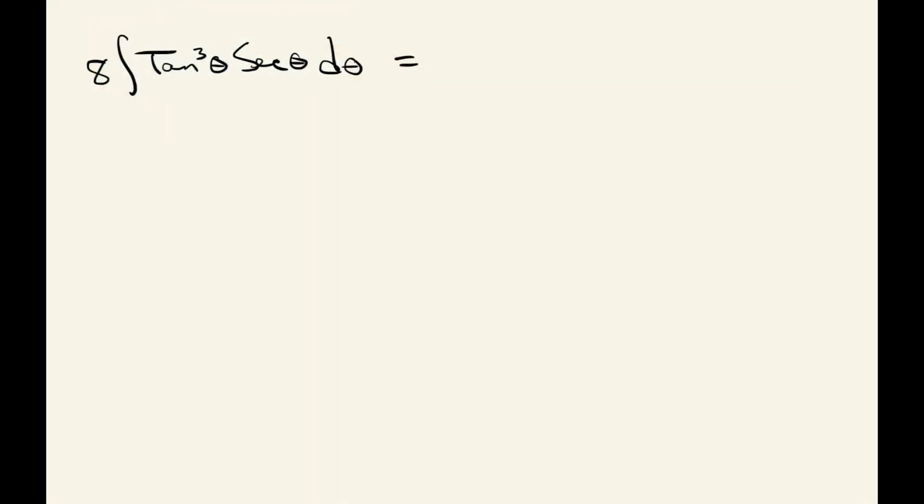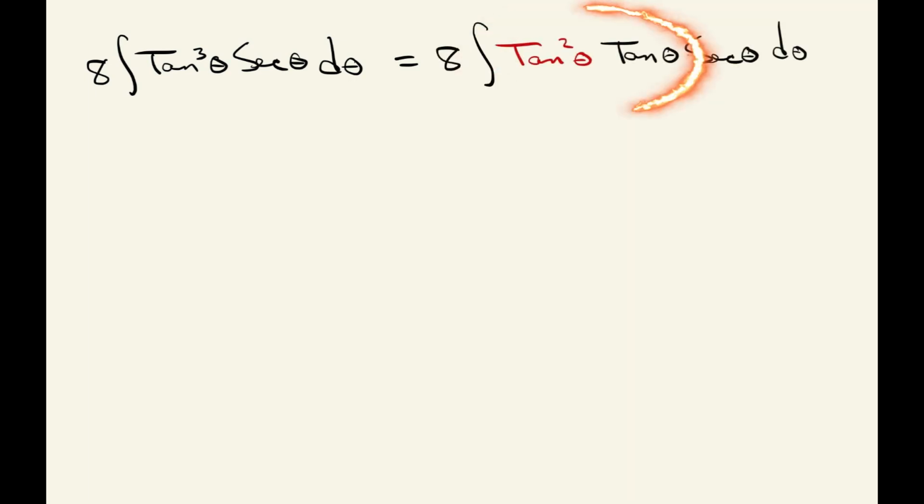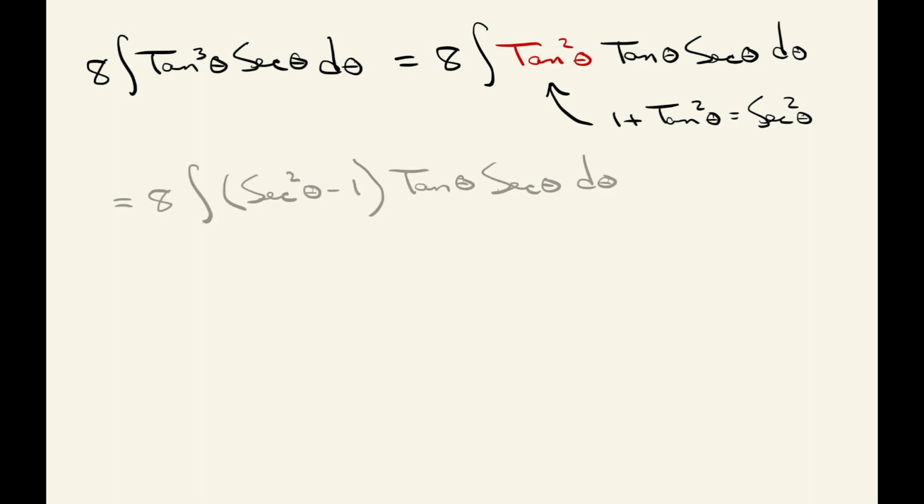In order to evaluate 8 times the integral of tan cubed theta secant theta d theta, we can begin by writing tan cubed theta as tan squared theta times tan theta. Why would we do this? Well, recalling that 1 plus tan squared theta is equal to secant squared theta, it follows that tan squared theta is equal to secant squared theta minus 1. Therefore, we could replace tan squared theta with secant squared theta minus 1.